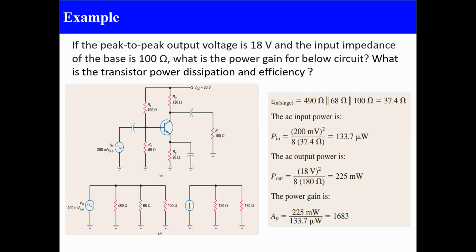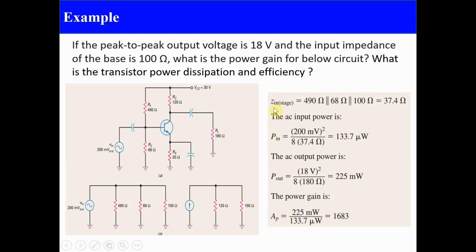Now let's see an example. The peak to peak output voltage is given as 18 volts, and the input impedance of the base is given as Z in base equal to 100 ohms. What is the power gain for the circuit below, what is the transistor power dissipation, and what is the efficiency? We have to find different parameters. The circuit is given, the input voltage is given, circuit values are given, VCC is given, the peak to peak output voltage is given, and Z in base is also given.